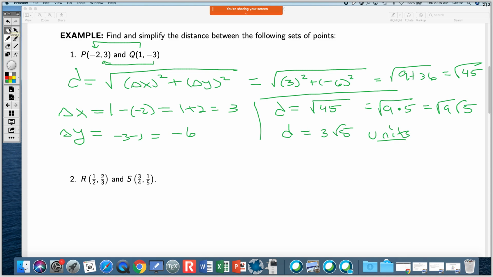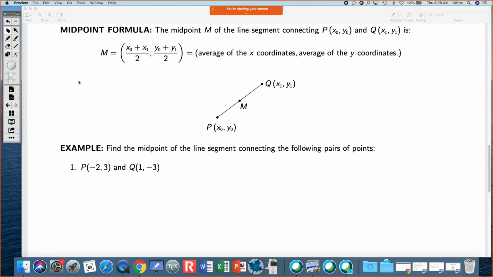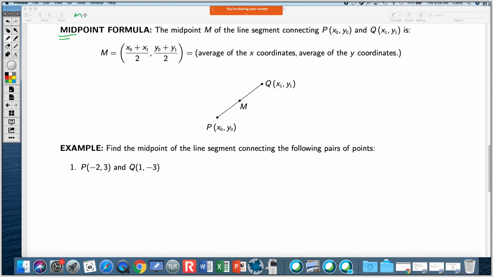Now what typically comes along with the distance formula is the midpoint formula. So what's the midpoint? Well, midpoint, think of that as middle point. And it's demonstrated here. This is the point that's halfway between P and Q. And so basically the idea is we're going to go halfway over and halfway up. All right. So to calculate that, we take the average of the x's.